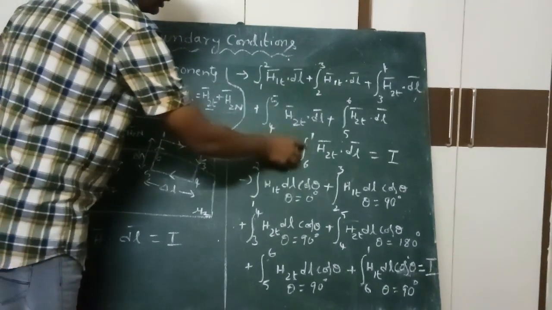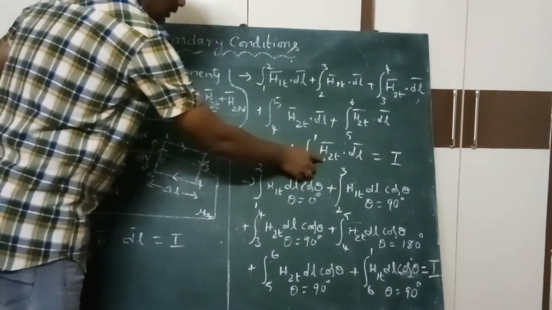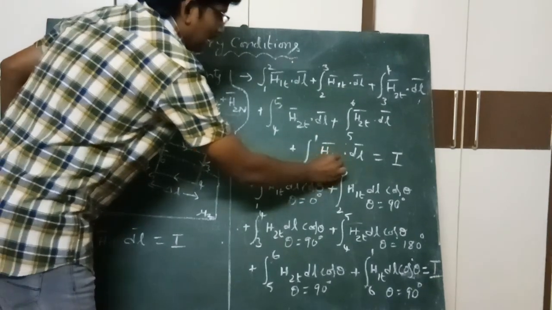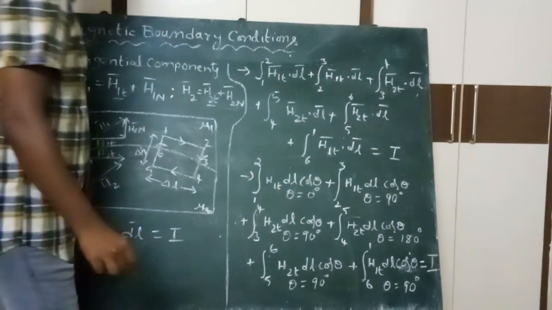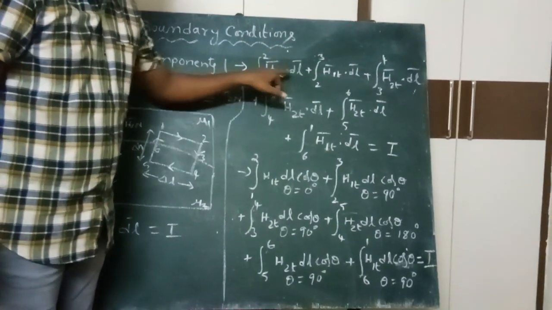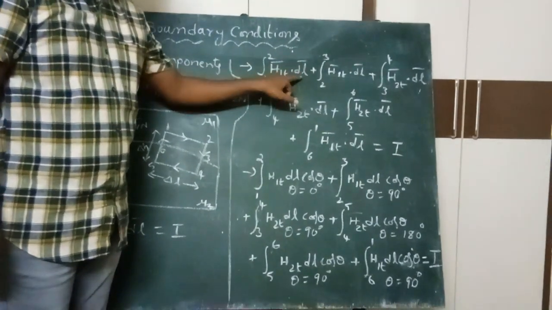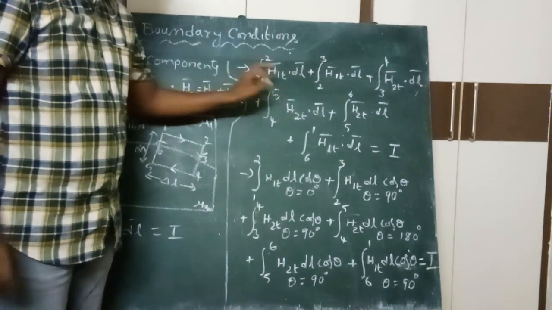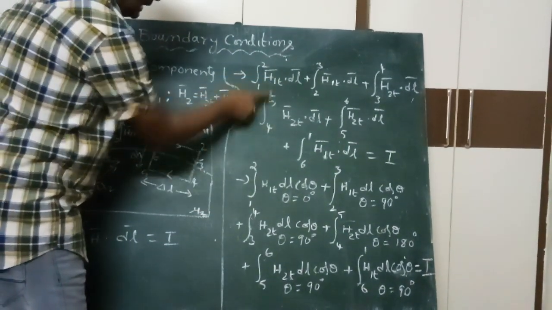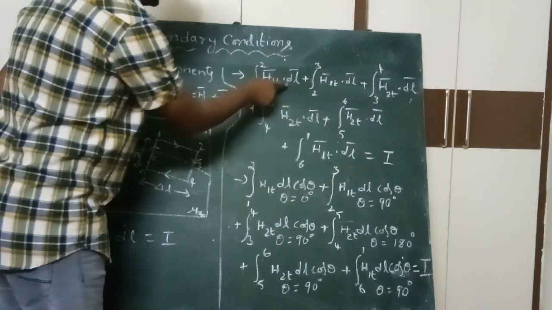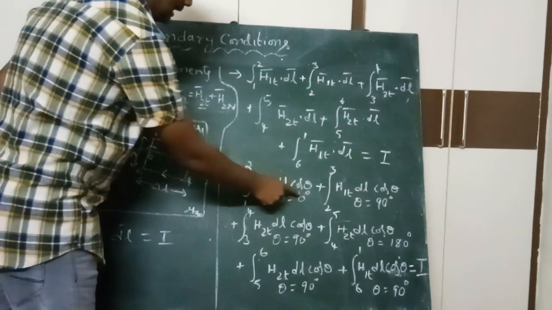So in the integral 6 to 1 of H bar, in place of H bar we can substitute H1T bar dot dl bar, that is equals to I. Now here this is A bar dot B bar. A bar dot B bar means mod A, mod B and cos of the angle between these two. So this can be written as integral 1 to 2 H1T into dl into cos of the angle between H1T and dl, that is theta.